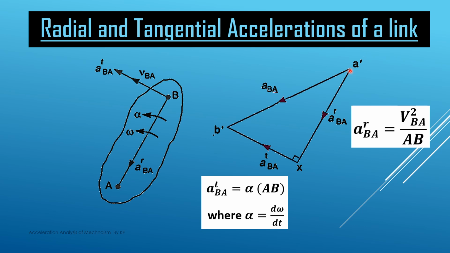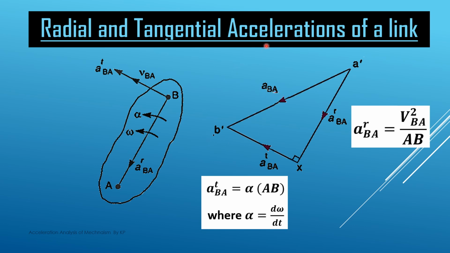So this is the point A dash. We draw a vector which represents ARBA. This vector A dash x represents the radial component of the acceleration, and this acceleration is parallel to the line joining B to A. Now the tangential component, we know, is perpendicular to the line joining B to A, so we draw a vector x B dash which is perpendicular to this line joining B to A, or parallel to the velocity component, or perpendicular to this A dash x component. This represents the tangential component of acceleration of point B with respect to point A. So we get point B dash. We join A dash to B dash, and we get the net value of the acceleration of point B with respect to point A.